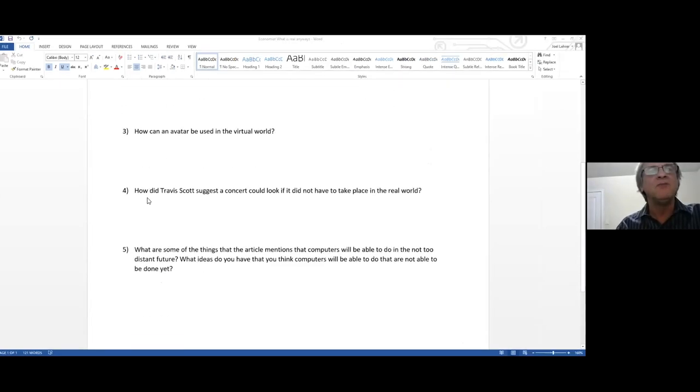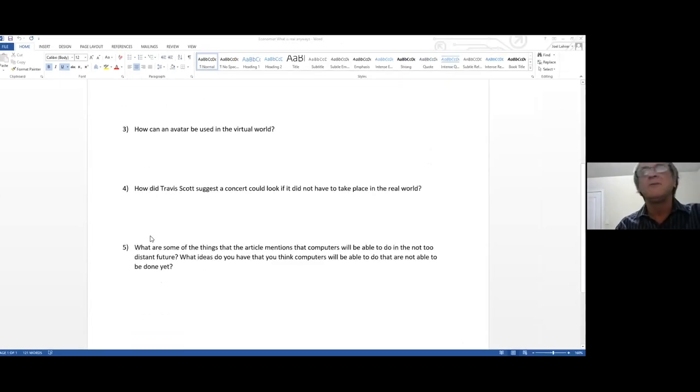Okay, so I'd like to focus on number 5 for now. What are some of the things the article mentioned that computers will be able to do in the not too distant future? What ideas do you think that you have that computers will be able to do that you can't do yet? Do any of you have any ideas of things that computers will be able to do in the future that they can't do yet? Anyone have any ideas? Who's speaking? Tell me who it is.